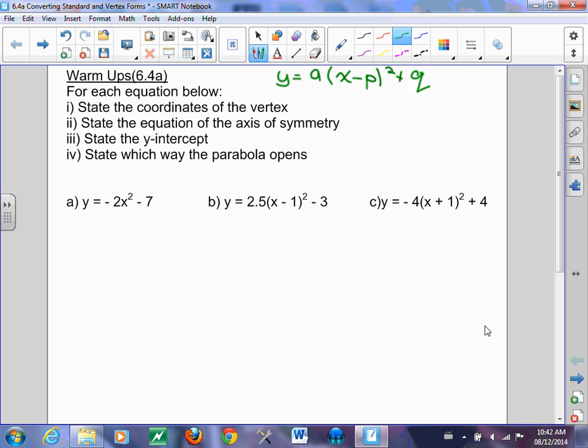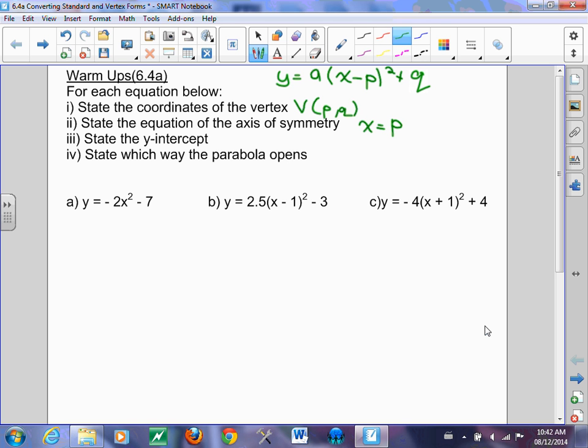For example, one aspect is A. It says to state the coordinates of the vertex. Remember, the vertex equals your P and your Q value from your equation. For the next one, it says to state the equation of the axis of symmetry. That's the vertical line that makes a mirror image on the left side and the right side, and it goes right through the vertex, ladies and gentlemen. And that equation is x equals p, that you wrote down from last lesson.